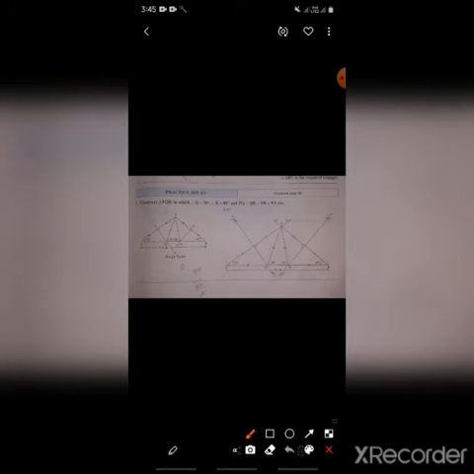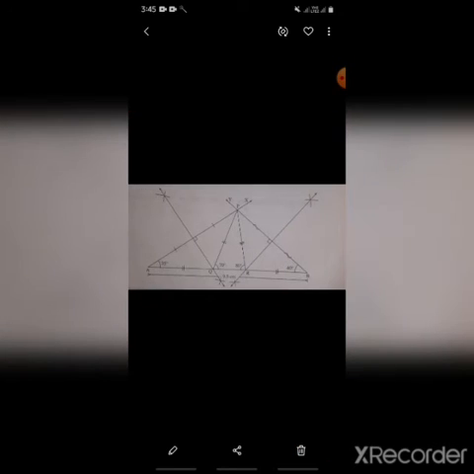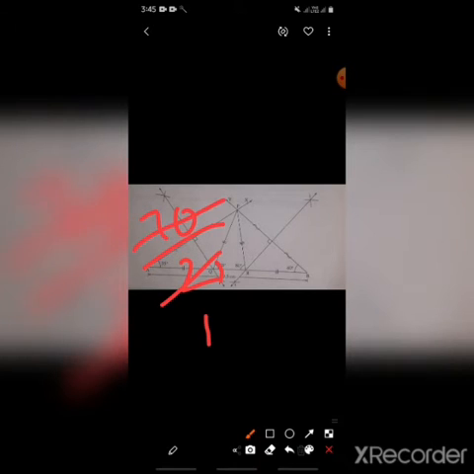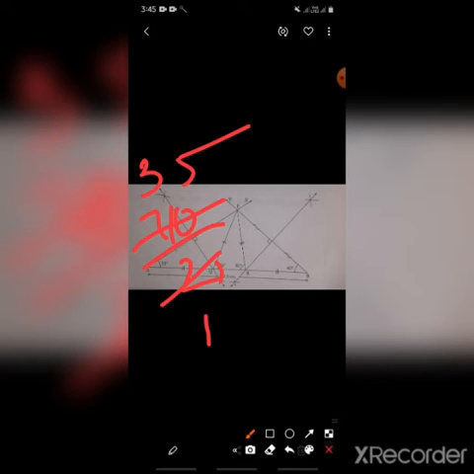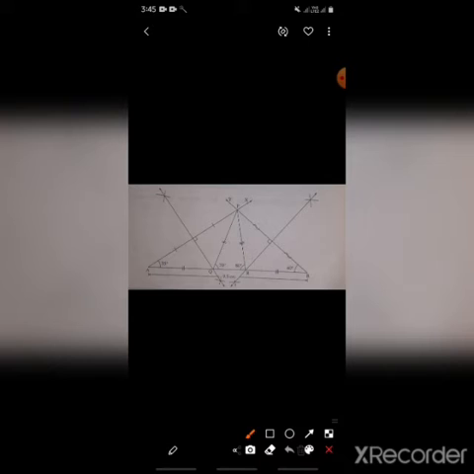Then we have to take half of 70. Half of 70 is 70 divided by 2. 2 ones are 2, 2 threes are 6, 2 fives are 10. Okay, half of 70 is 35 degrees. So from point A, with the help of the protractor, we have to measure it as 35 degrees.